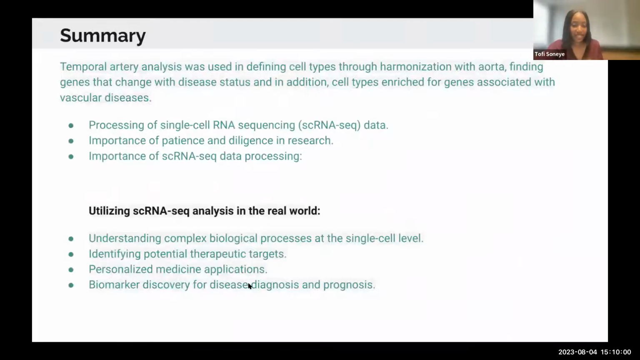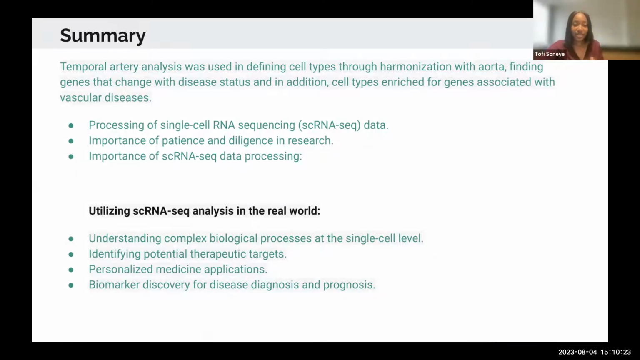So here is a research summary. In this analysis, we were able to define cell types through harmonization with AOTA. Another thing we did was finding genes that change with disease status, and in addition, the cell types enriched for genes associated with vascular diseases.